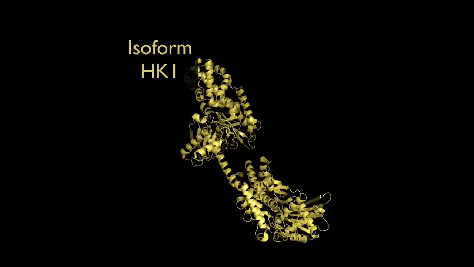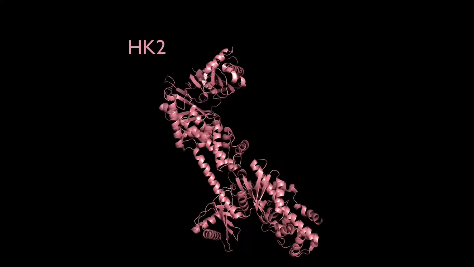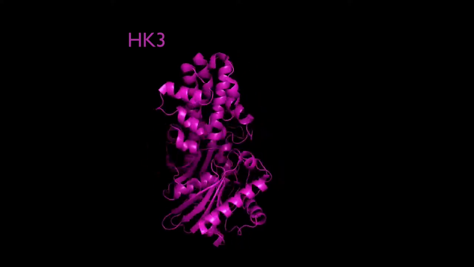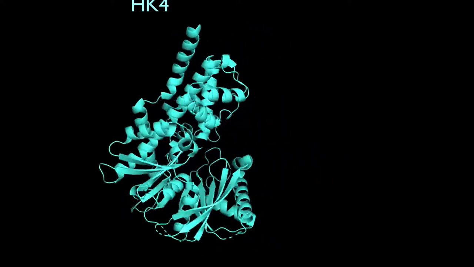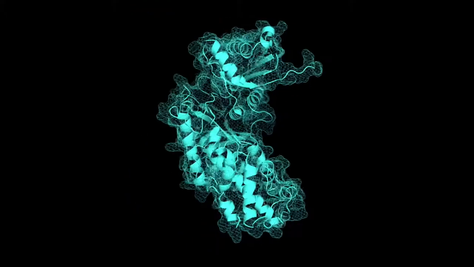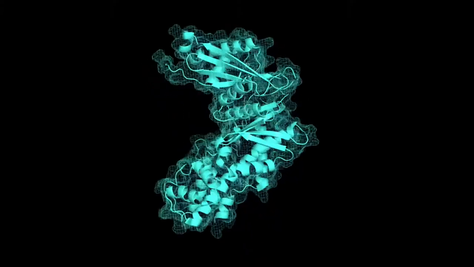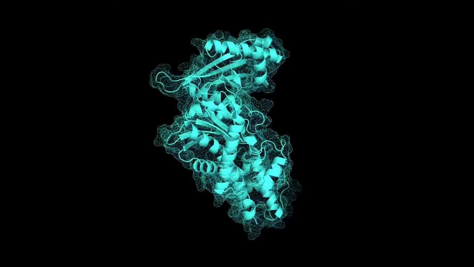There are 4 isoforms of this enzyme. Isoforms are enzymes that perform the same reaction but have different, though often similar, amino acid sequences. First, let's look at hexokinase 4, also called glucokinase. This form is predominantly found in the liver, and when glucose levels are high, it facilitates storage of glucose as long chains of glycogen for later use.